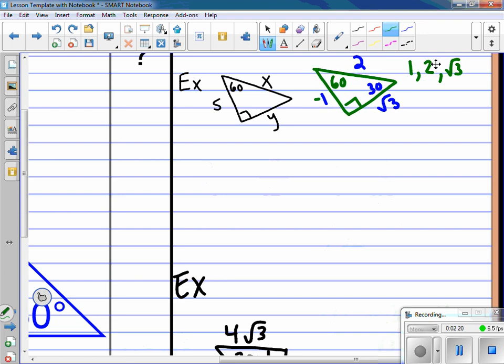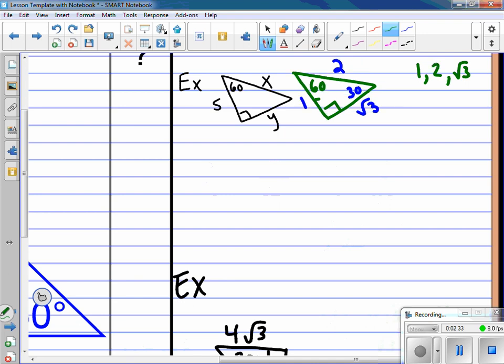Then I take the 1, 2, square root 3, and I put them in order. 1 goes across from the 30. It always is the first one I put down. Then I go to the hypotenuse and put down the 2, and across from 60 it has to be the square root of 3. Now, if you look at it, I have two triangles that are similar. I know that by angle-angle similarity. That means their sides are proportional. Did you hear it in your brain? If you did, that's how your brain works, and that's why I've been doing it.